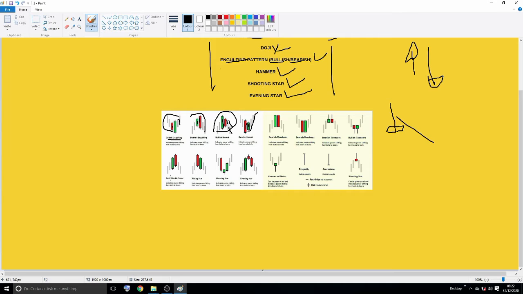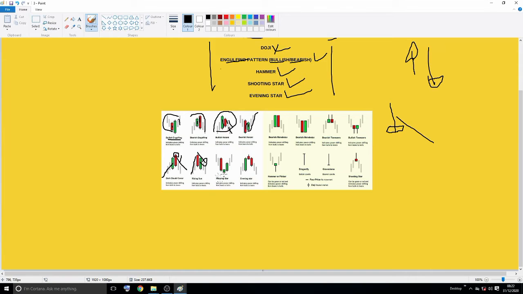And then we have the dark cloud. The dark cloud is when the green candlesticks are coming, and then we have this one bigger candlestick, and we are looking for the market to reverse and start going down. We have the rising sun. This is the opposite of the dark cloud, and we are looking to go up.